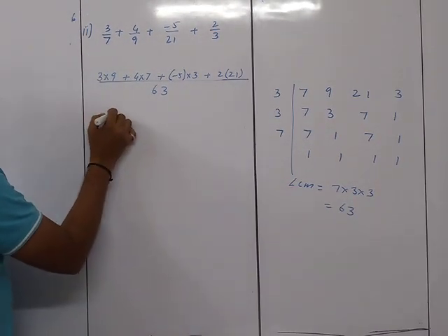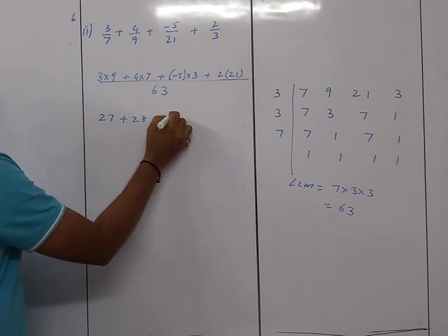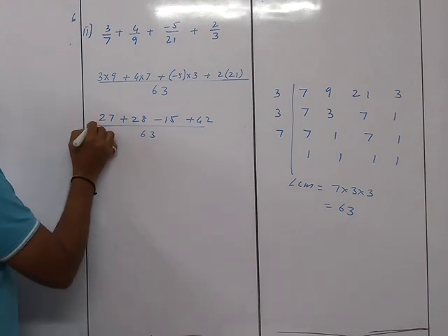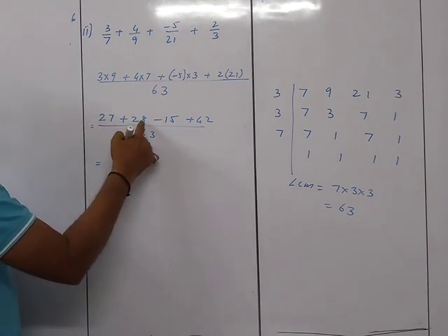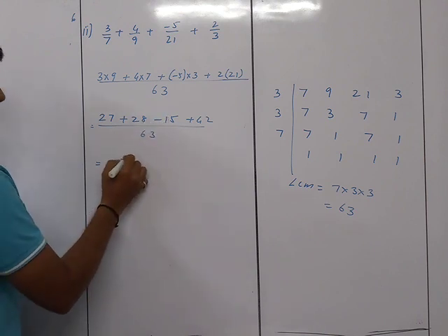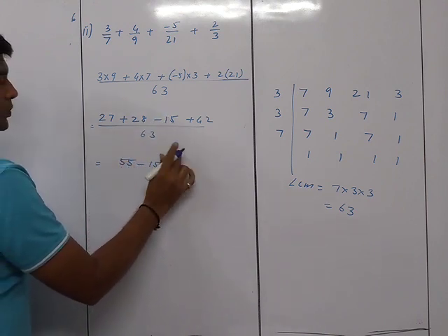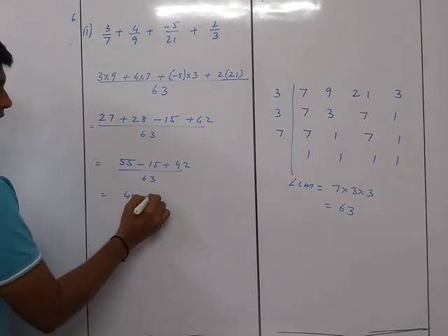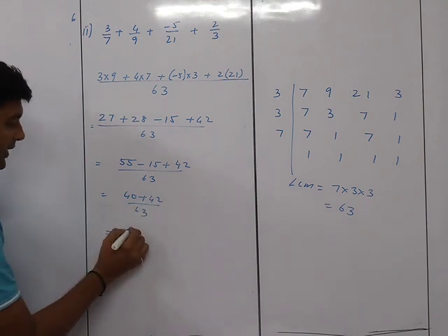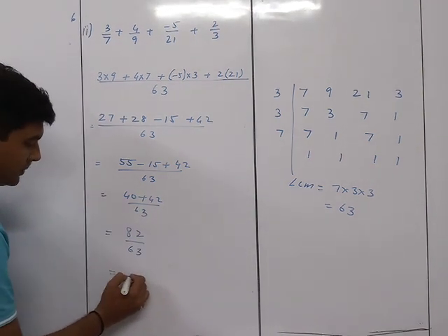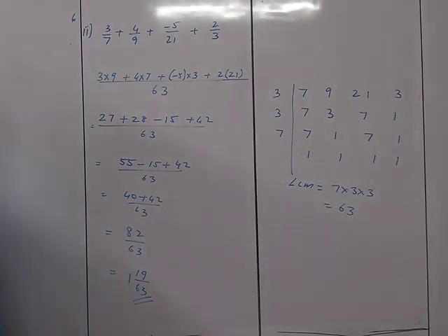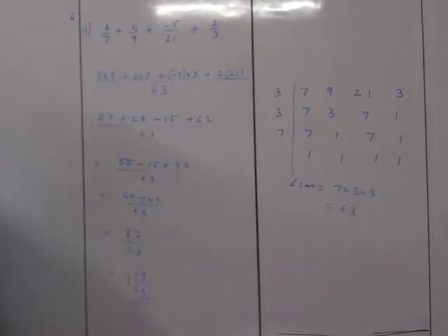This gives me 27 plus 28 minus 15 plus 42 upon 63. So now we know that 27 plus 28 is 55. 55 minus 15 plus 42 upon 63. So that is 40 plus 42 upon 63. That will be 82 upon 63, which is nothing but 1 and 19 upon 63 as the final answer. Okay, this was sum number 6, the second part.